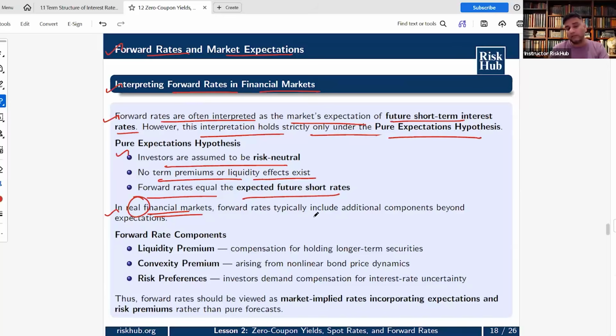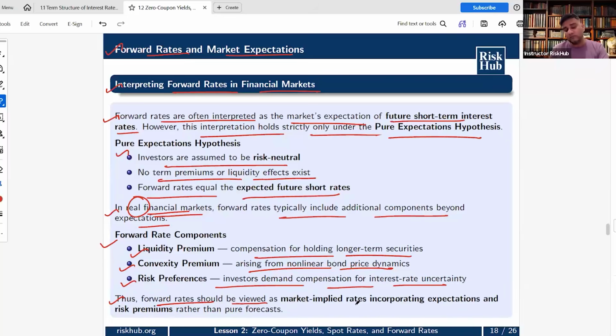Forward rates typically include additional components beyond expectation. Forward rate components: liquidity premium, compensation for holding a long-term security; convexity premium, arising from non-linear bond price dynamics; and risk preference, investor demand, compensation for interest rate uncertainty. The forward rate should be viewed as a market implied rate, incorporating expectation and the risk premium, rather than a pure forecast, right? This separates what a forward rate is from what it is often assumed to be, the pure expectation hypothesis.